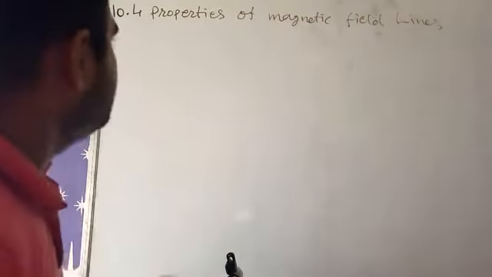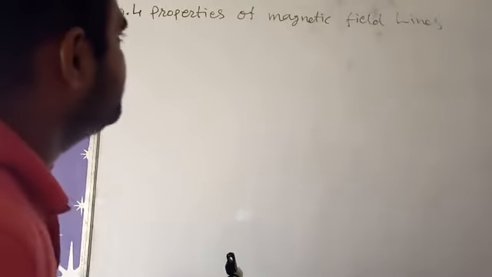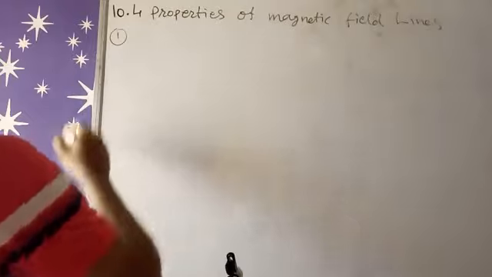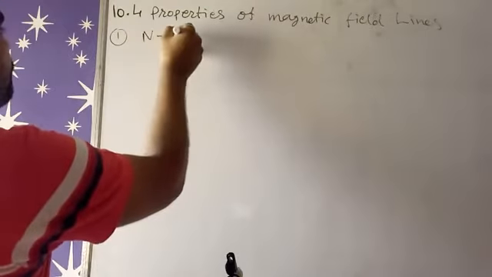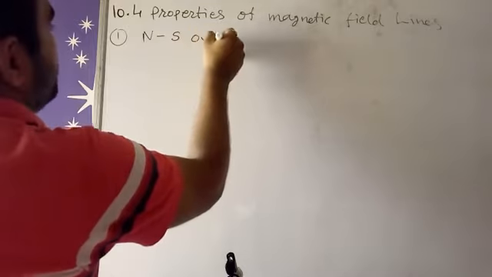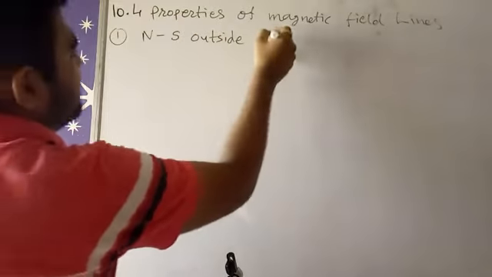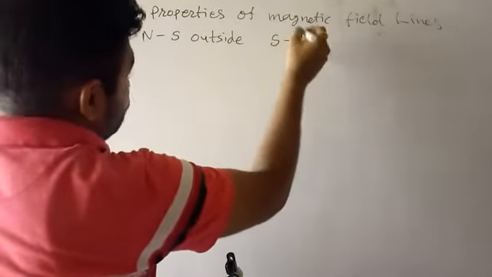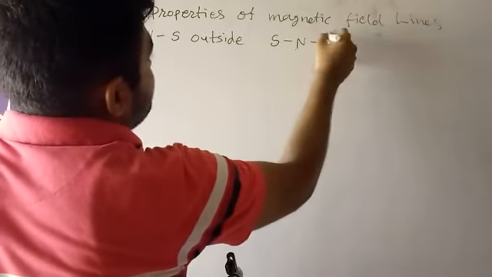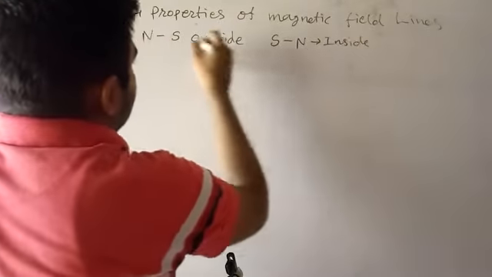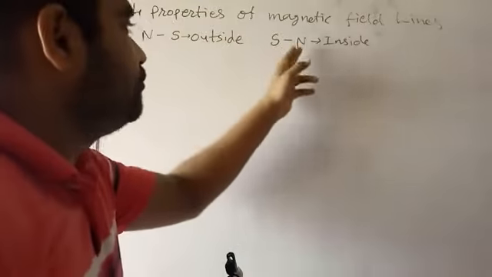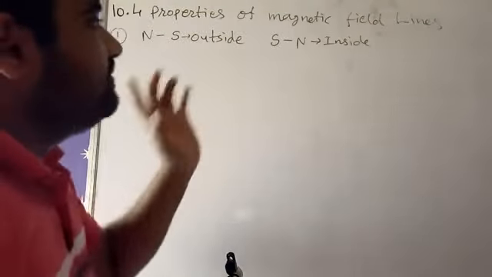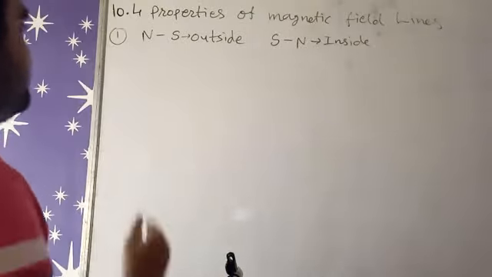So here the topic is properties of magnetic field lines. The first property is that magnetic field lines always go from north to south outside, but inside the direction is from south to north, right? So that is the direction: outside north to south and inside south to north, in the magnetic field of a bar magnet, right?